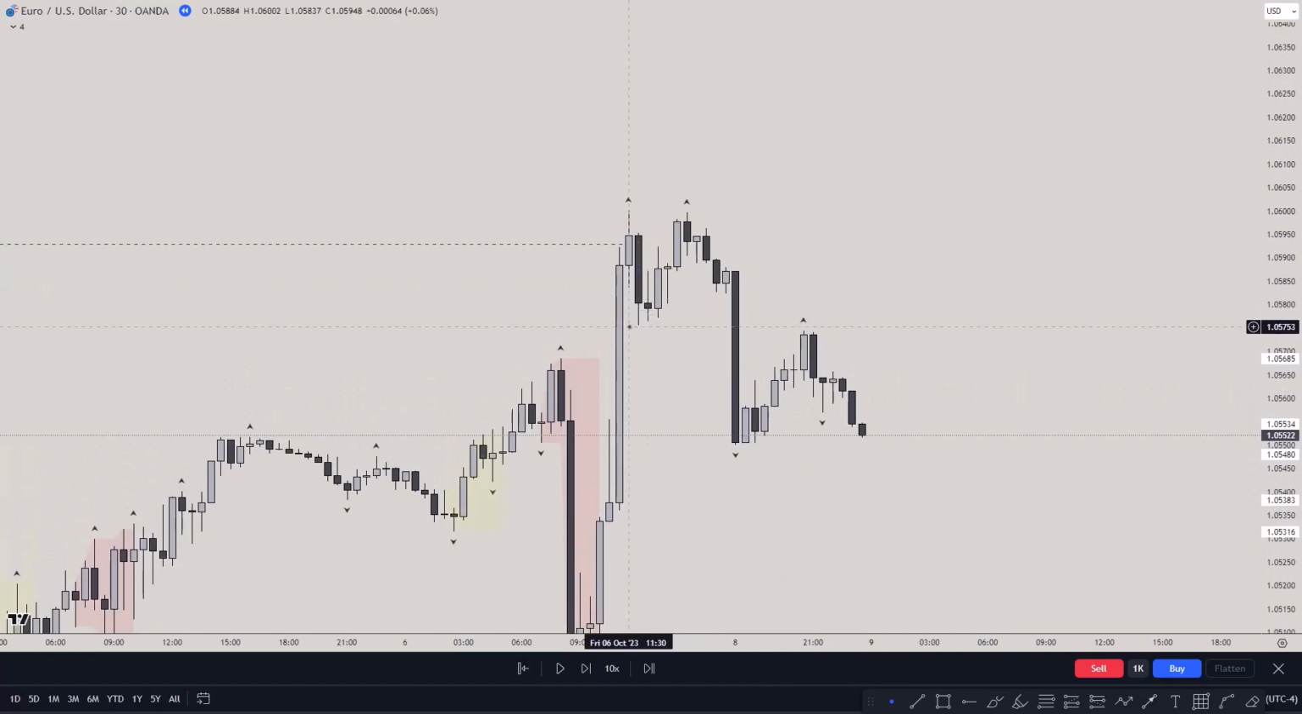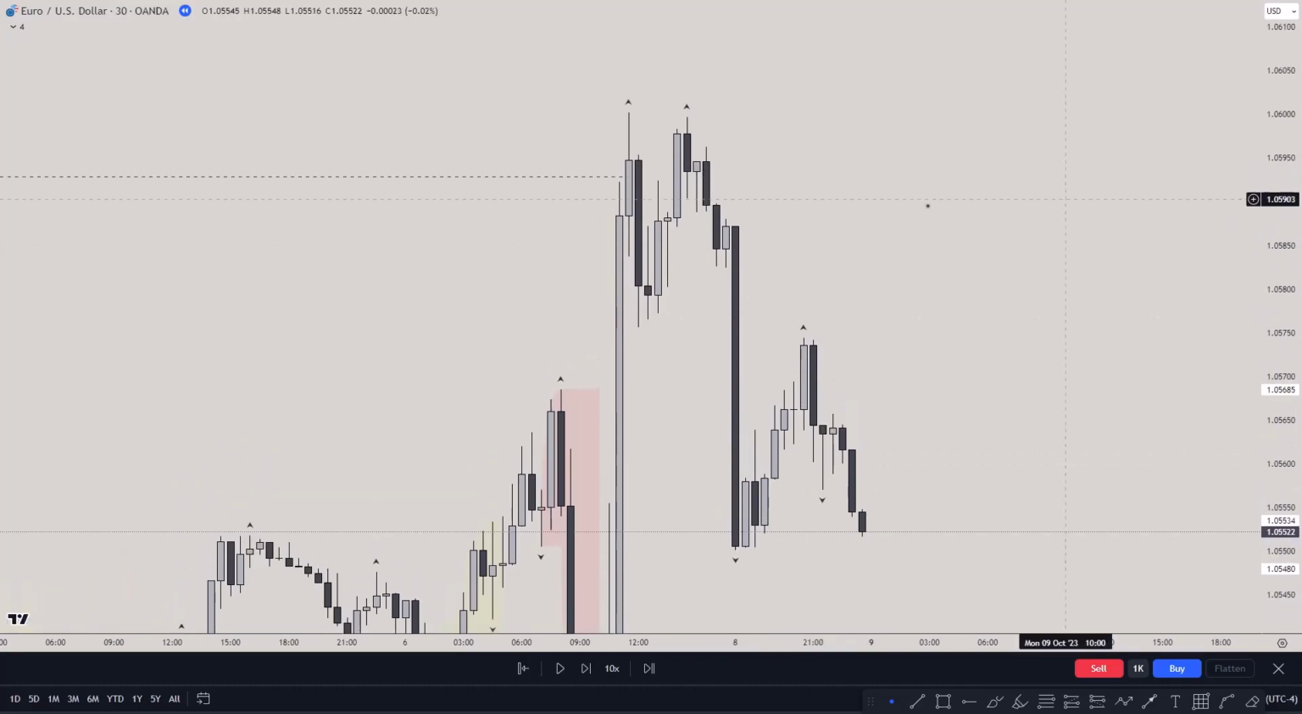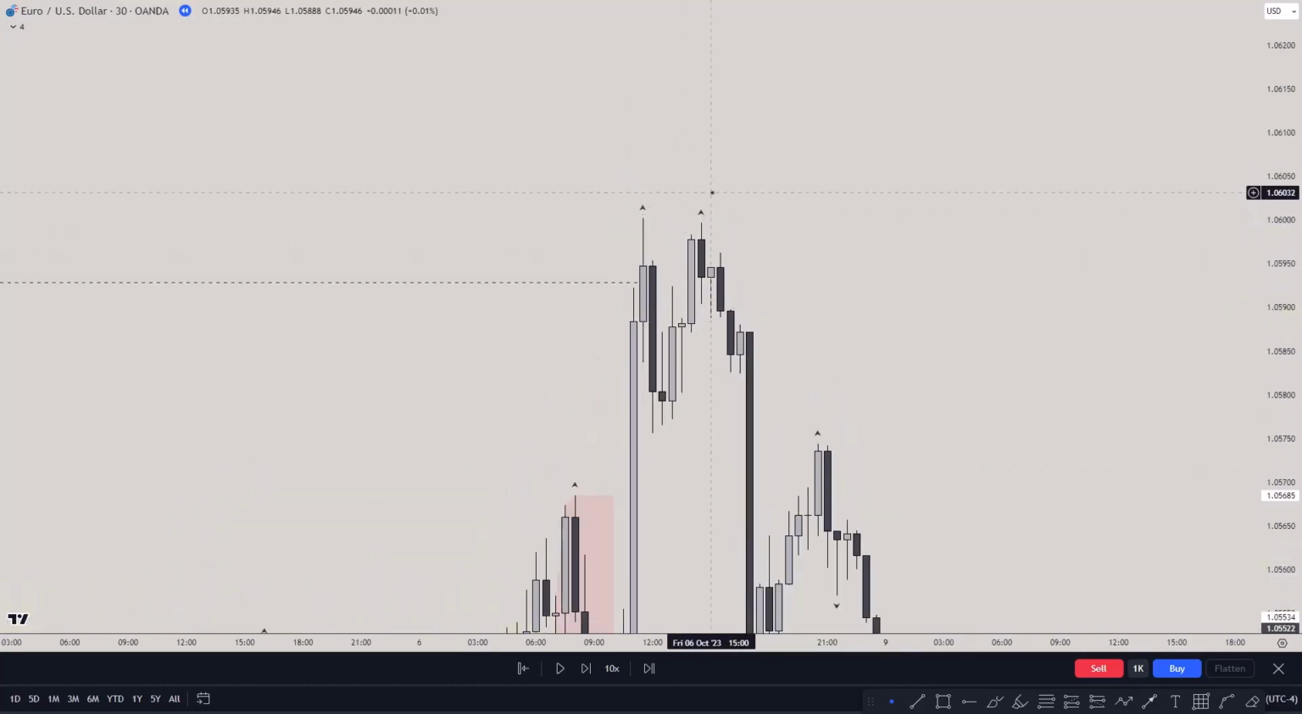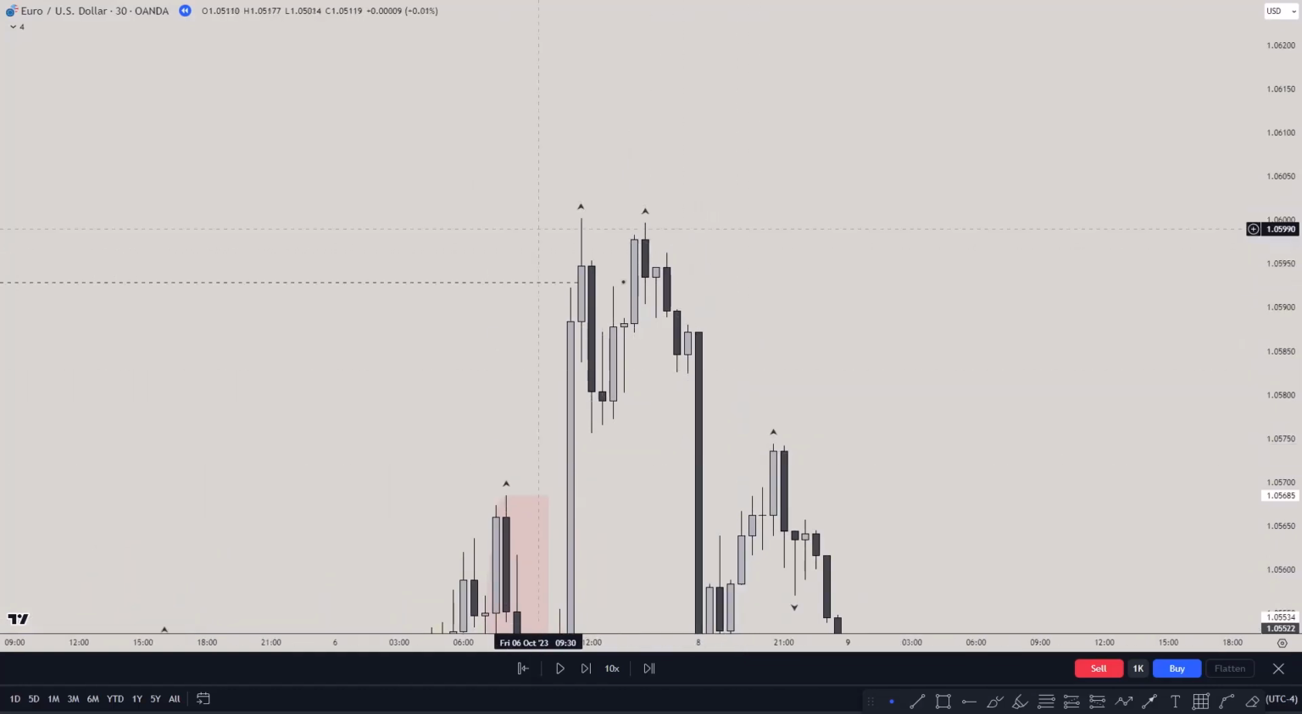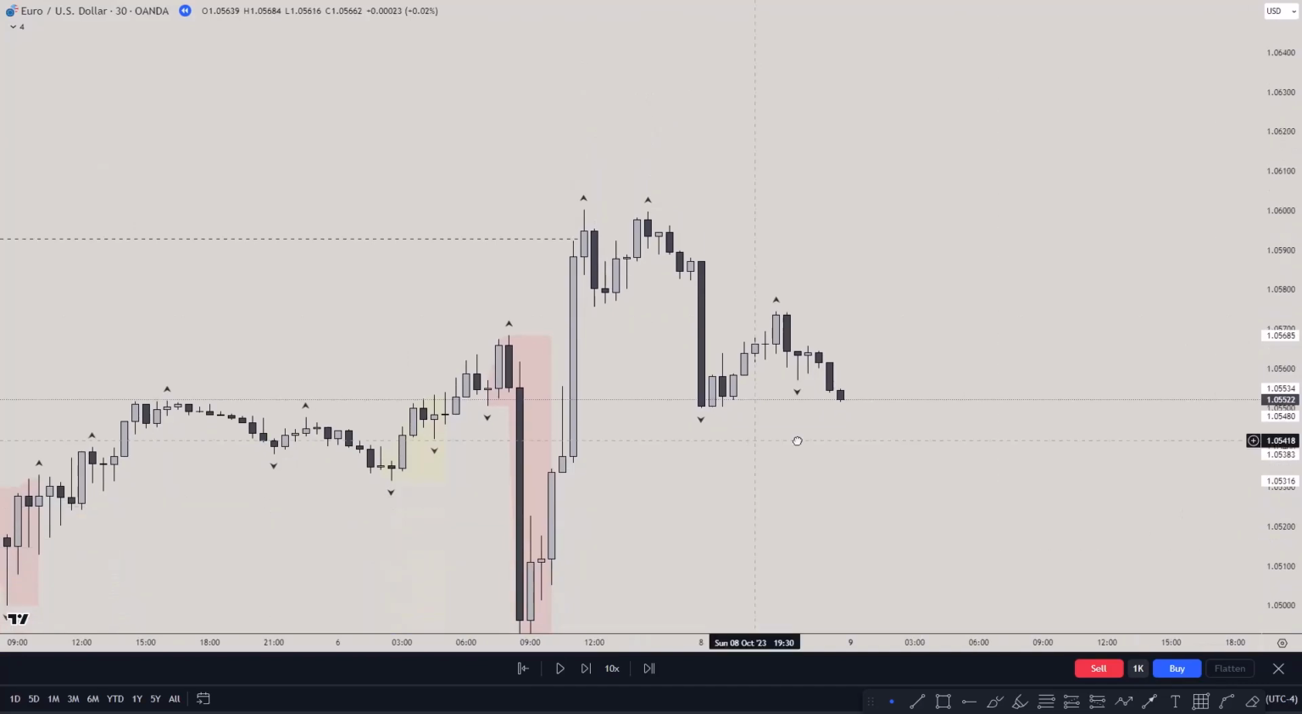Also, price getting rejected from the fair value gap, going up, creating a failure swing. It's going to be much better if there was a sweep here, but there was none. But I was still confident about this trade because of the other confluences that I'm going to go through now.